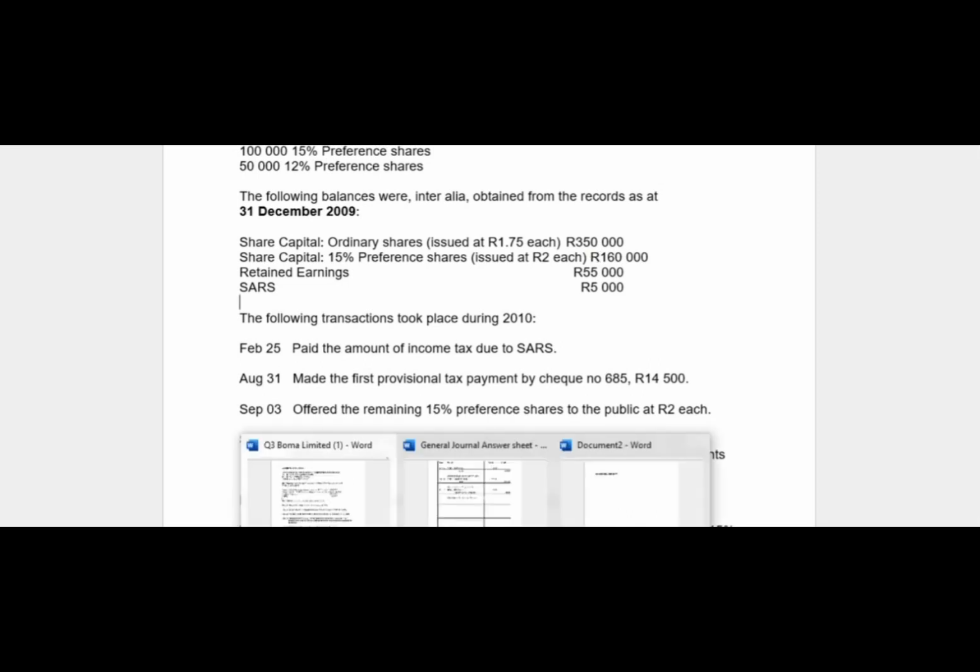So let's go to our workings. We're going to calculate the 15% preference number of shares remaining, right? So now let's go there.